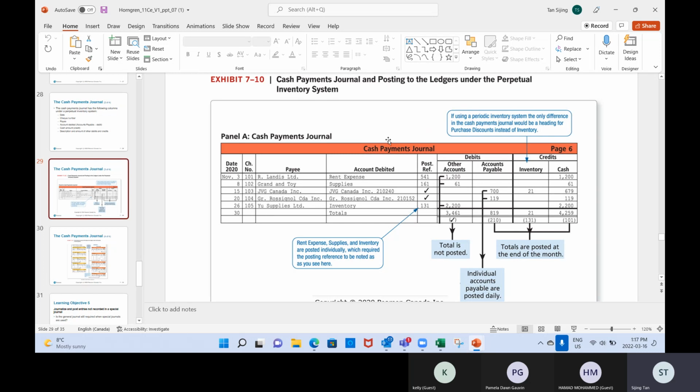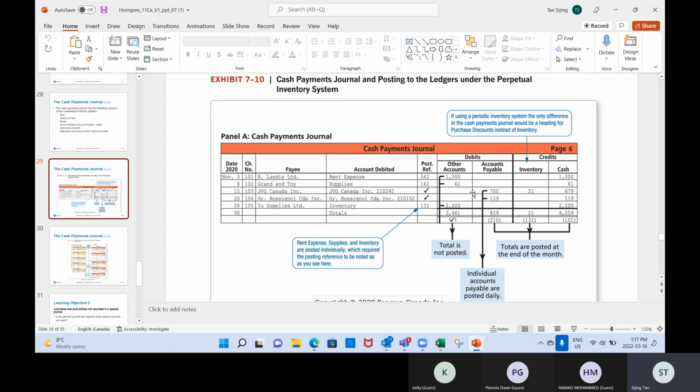Let's quickly see this cash payment journal. The examples we had before, like paying accounts payable. Say we purchased some inventory before and it cost us $1,200. This is a different example. We purchased some inventory on January 1st, and then on January the 2nd, we decided to pay it off by cash with a check number.